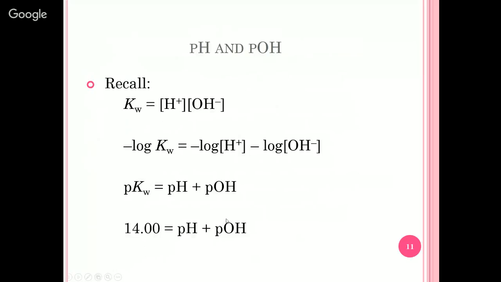Now, the pOH scale is just the opposite of the pH scale, which means that a low pOH would mean you're basic, and a high pOH would mean that you're acidic. 7 is still neutral.